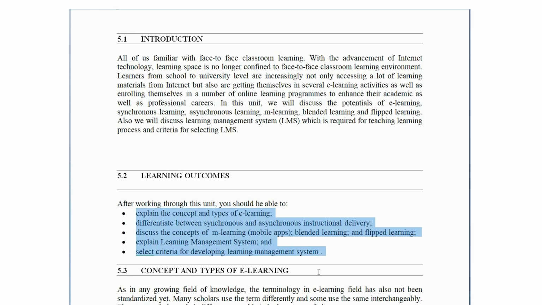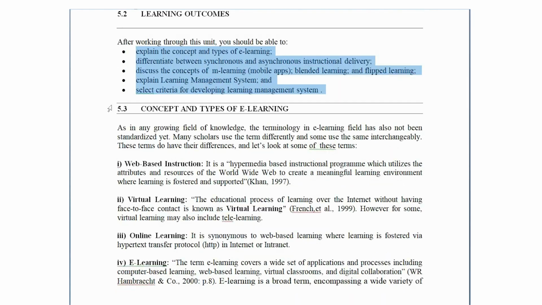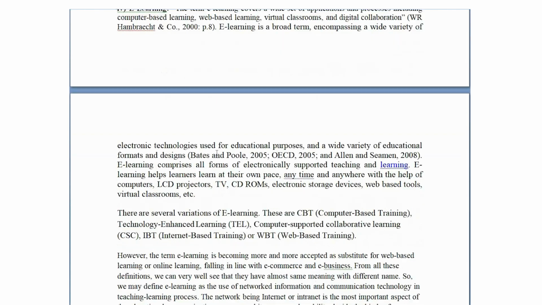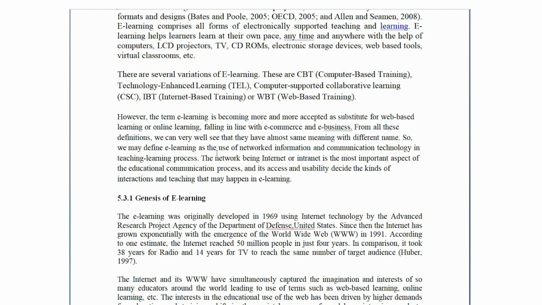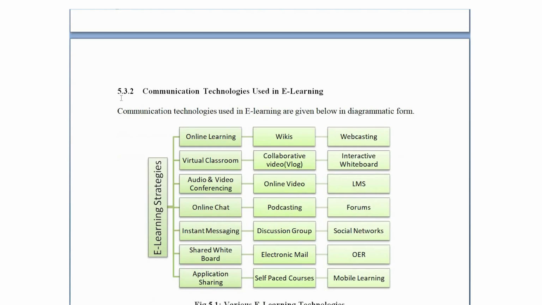Okay, now I'm just scrolling. Again, section 5.3, which has the text and relevant paragraphs, subsections and subunits, and coming to 5.3.2, this is the subsection. This has the diagram for communication technology used in e-learning. This diagram they have created in the Word document.